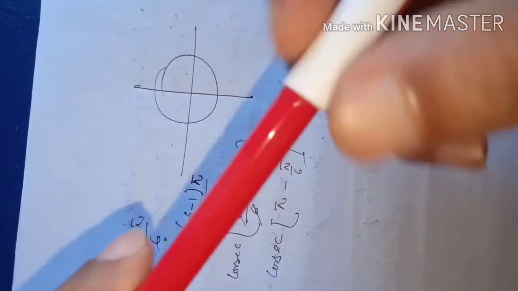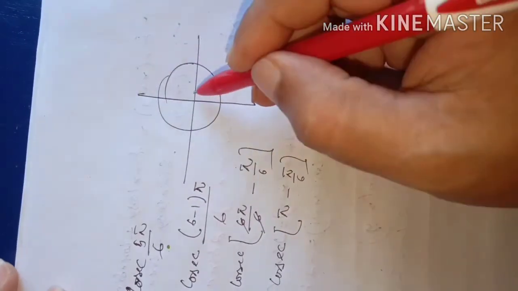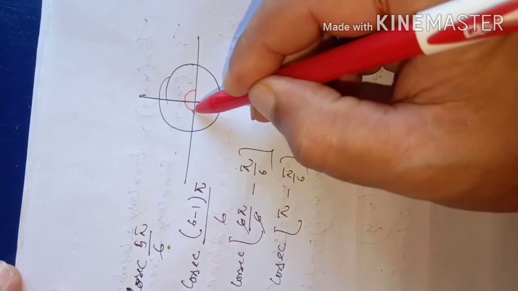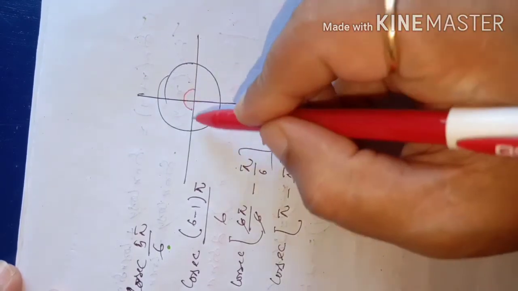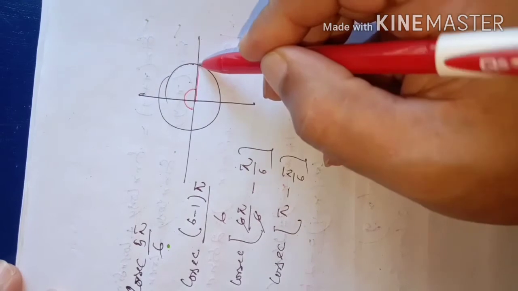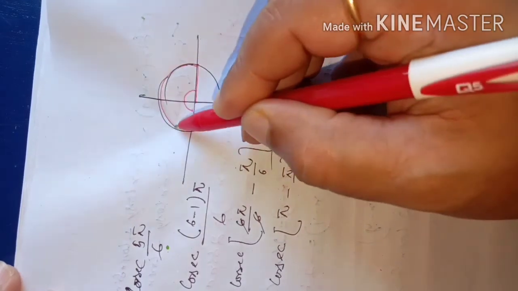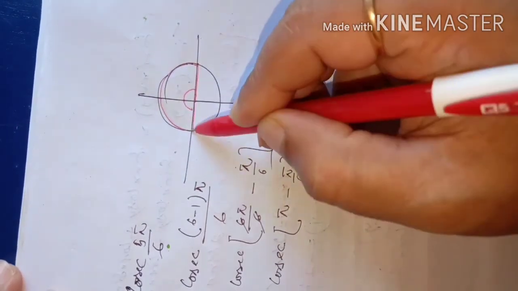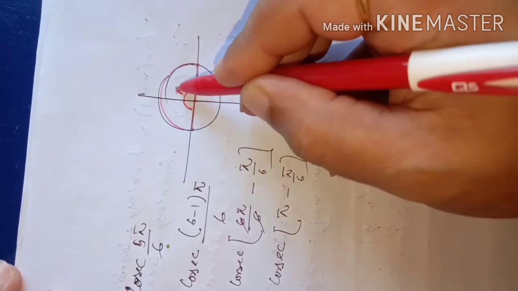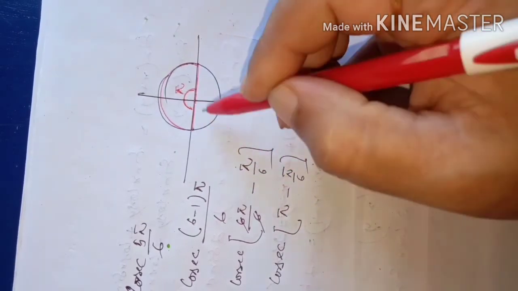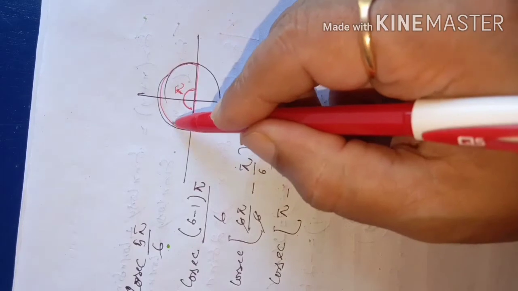This is pi minus pi by 6. Pi is actually up to here. Pi is from here to here. Minus pi by 6 means, suppose this is the revolving ray. It turns towards this side up to this position by making pi angle here. After that, again it turns back by making a pi by 6 angle this side.